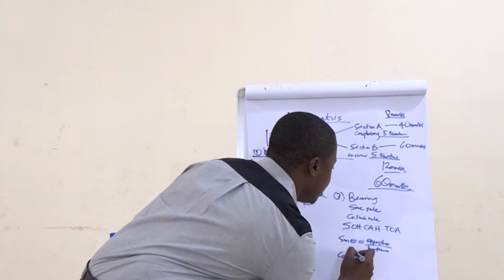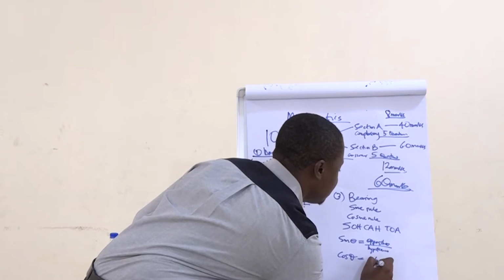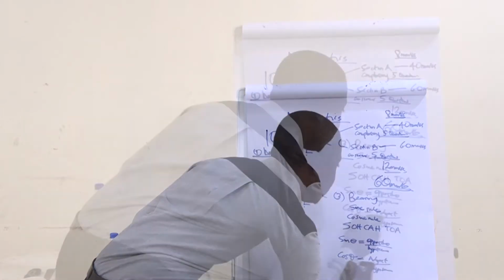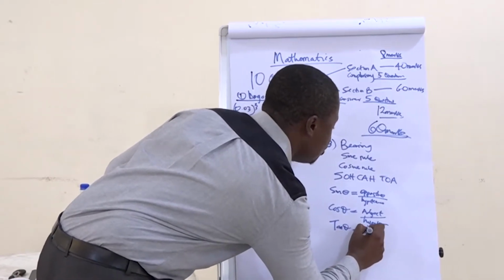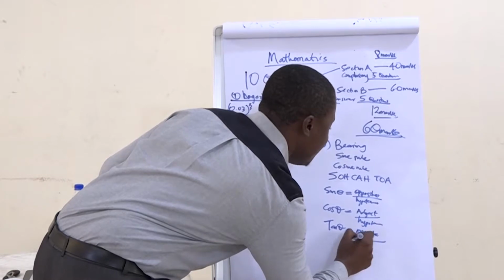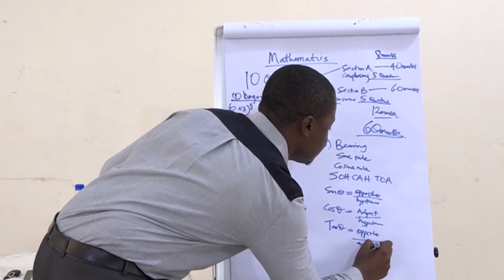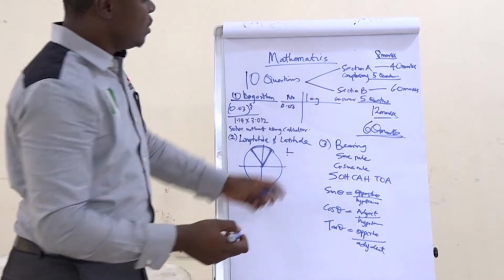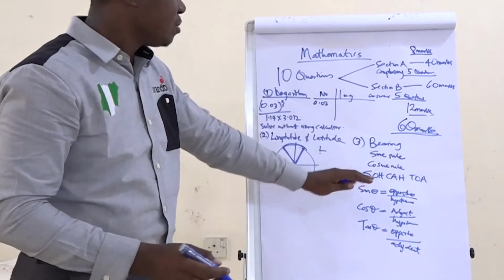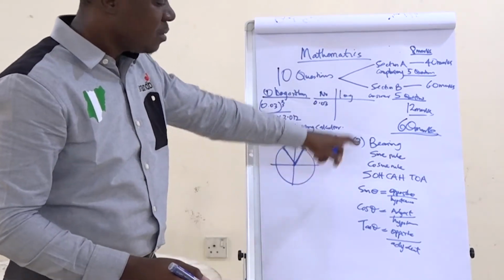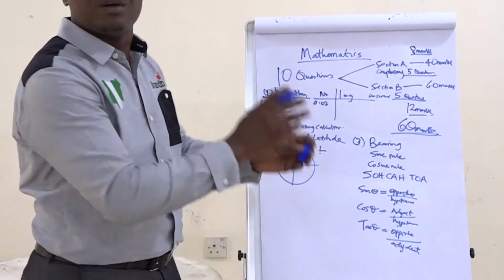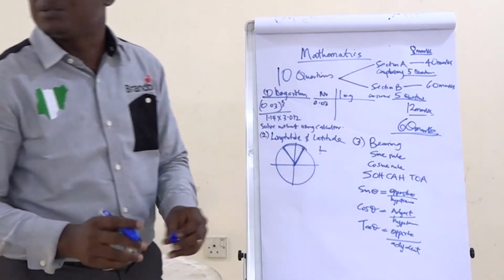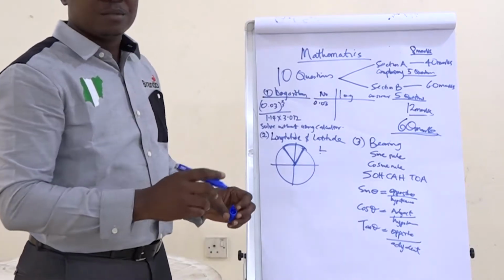Cos theta is equal to adjacent over hypotenuse. Tan theta is equal to opposite over adjacent. You must know these things. Must. You can't escape it.